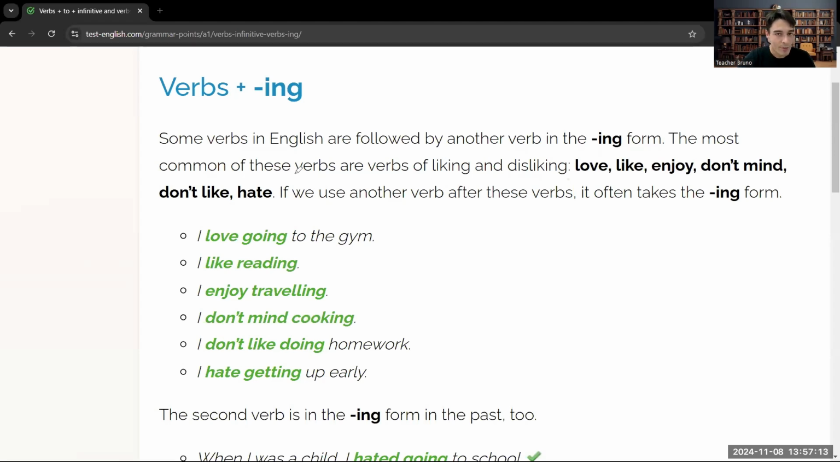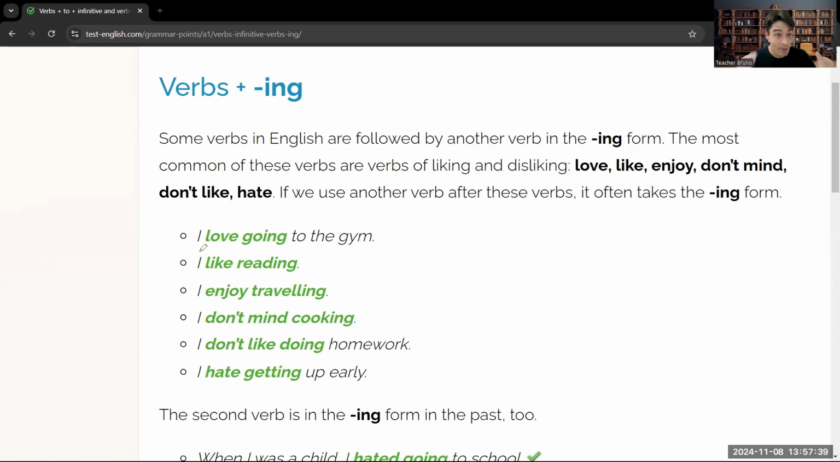For example, verbs of senses like liking and disliking. Most of the time, with these verbs of opinions, verbs of senses, we use them with ing. I like reading. Things we like or things we don't like, we normally add ing. I enjoy traveling.